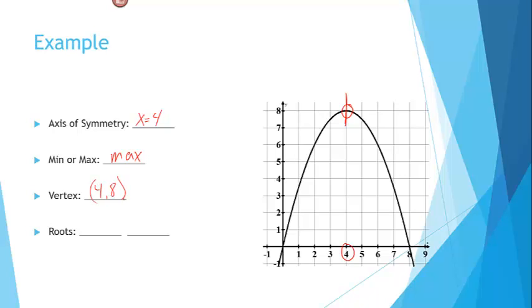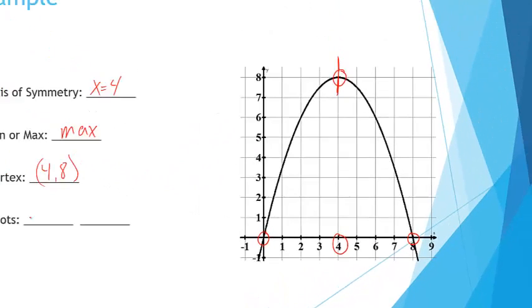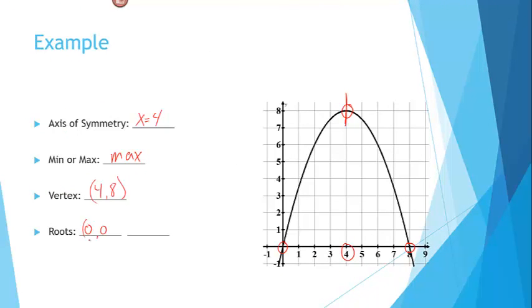And the roots would be whatever points are crossing the x-axis of our parabola. So this point and this point. Our first point is 0, 0. And our second point is 0, 8. Alright.